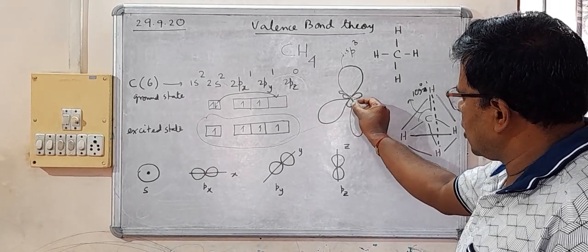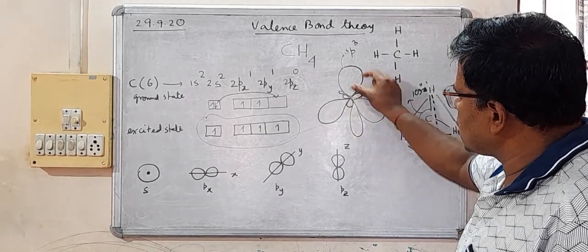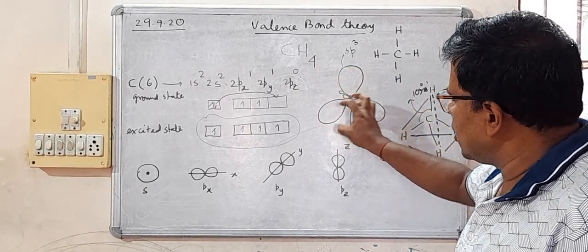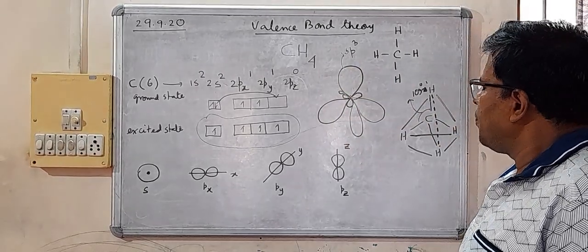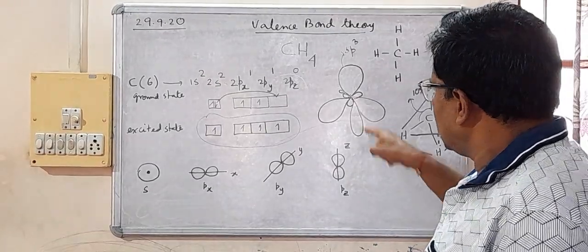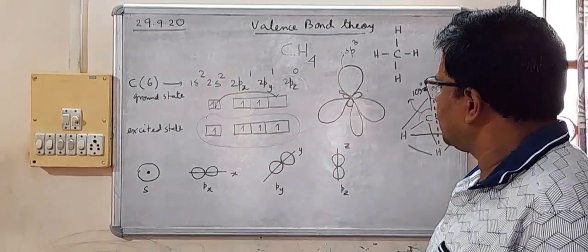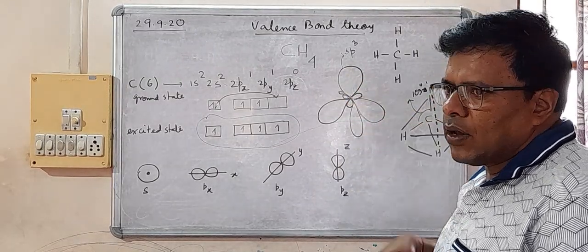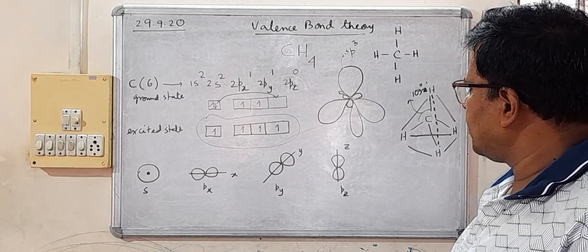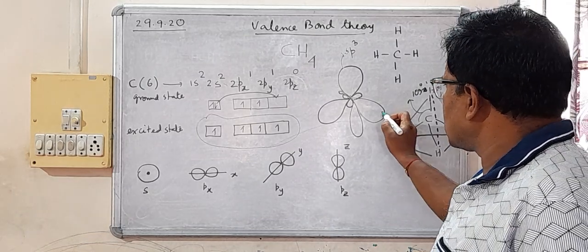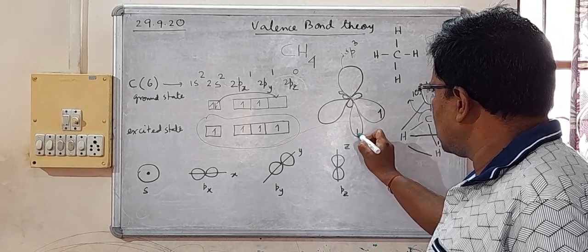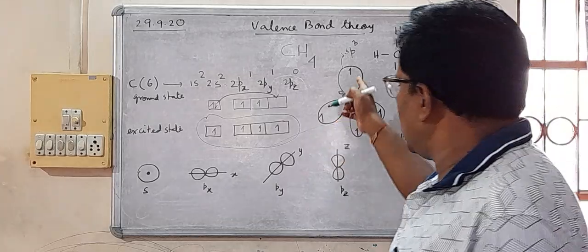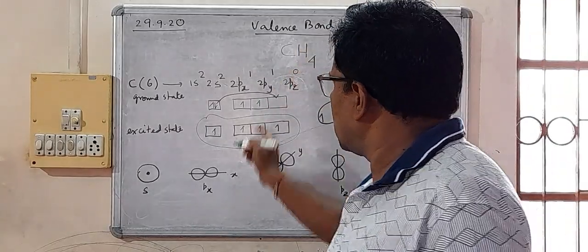Here, it became a bit narrow and this one broad. It is not like this actually. All the orbitals have the same appearance, and each of these orbitals is half filled. Each of them has 1 electron, so they can now overlap. Suppose I am showing that electron here, 1 electron. Each of them has 1 electron, so they can overlap with hydrogen.